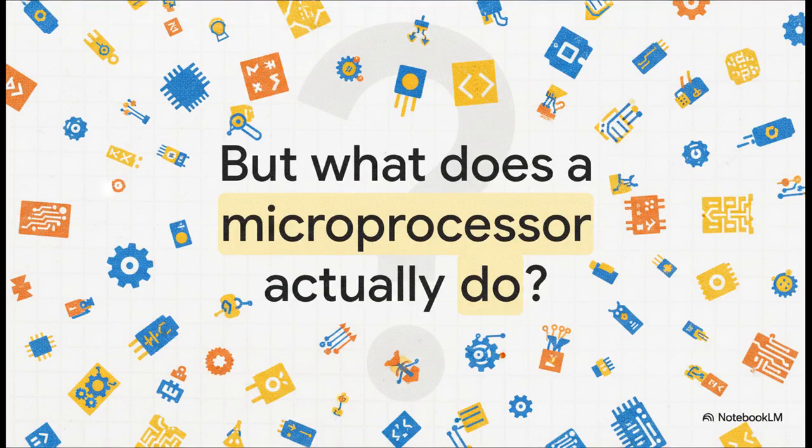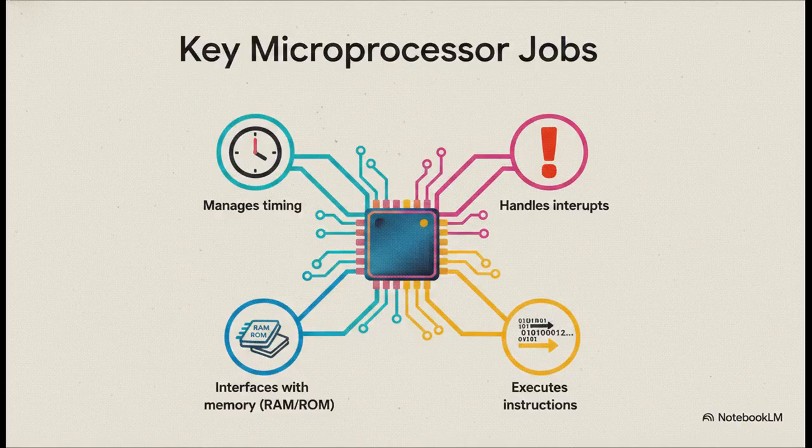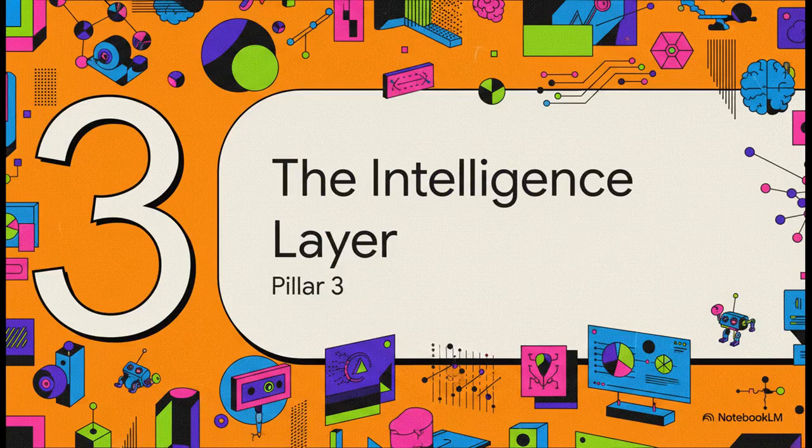That definition is great, but brain of the computer is still a little abstract, right? What are its actual moment-to-moment jobs inside your machine? What is this thing actually responsible for? Well, this really breaks it down. Think of the microprocessor as a traffic cop, a manager, and a translator all rolled into one. It's managing the system's timing, handling interrupts, which are basically urgent requests that need attention right now. It's talking to the memory, and it's executing the most basic instructions that make your software run. It's the ultimate multitasker.